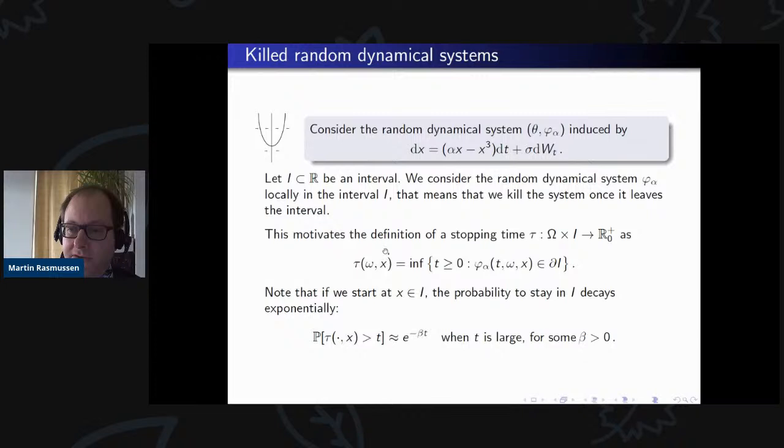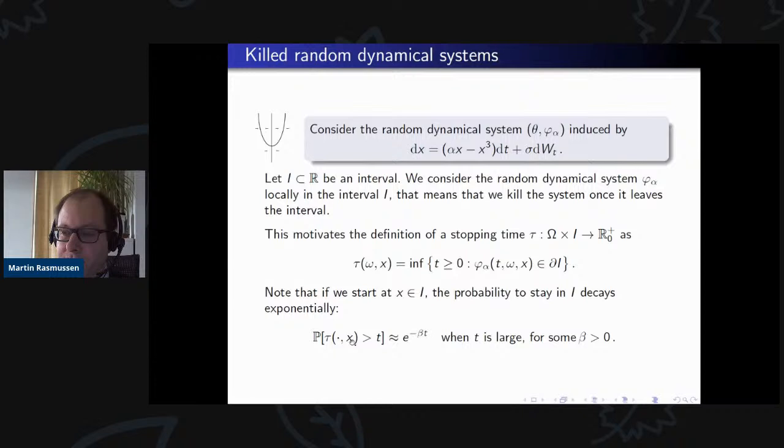So this motivates the definition of a stopping time. So we have now a time which depends on omega and x, and so we start at the noise realization omega in some point x, and we look at the first time, so we start in this interval I, and we look at the first time that we move out of this interval, so that we hit the boundary of this interval, and then we stop, and we're no longer interested in that. And then one can show that, if we fix x, this stopping time is exponentially distributed.